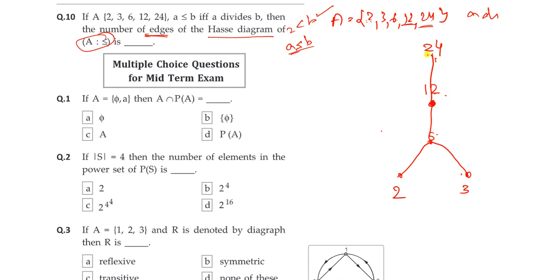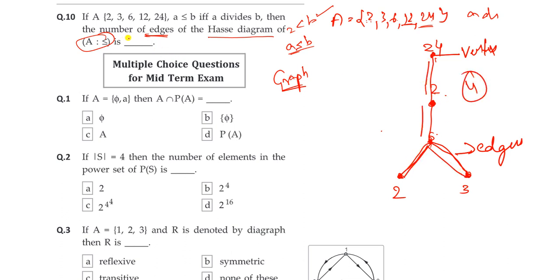So how many edges are there? I explained this in graphs: a graph is nothing but a collection of vertices and edges. Every dot, every element here, is a vertex, and the line segment connecting two elements is an edge. So how many edges are there? 1, 2, 3, 4. Totally 4 edges, so the answer is 4.